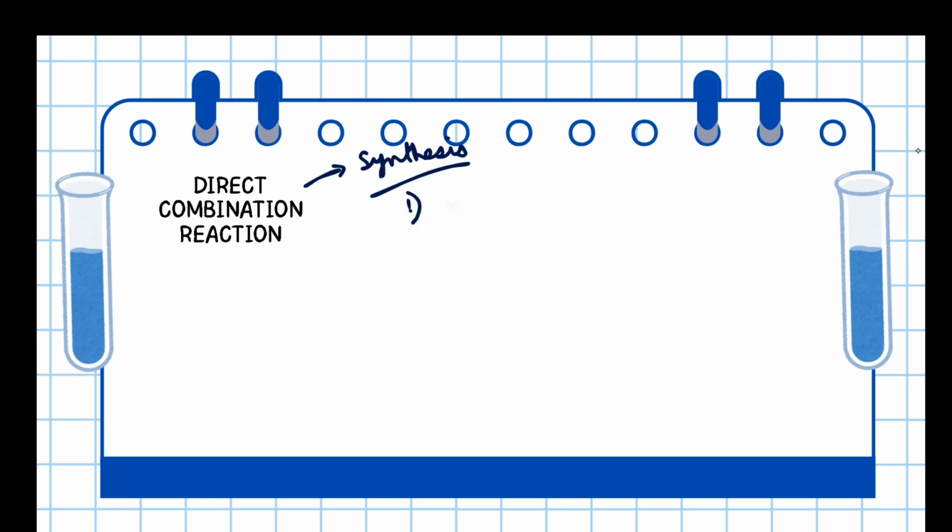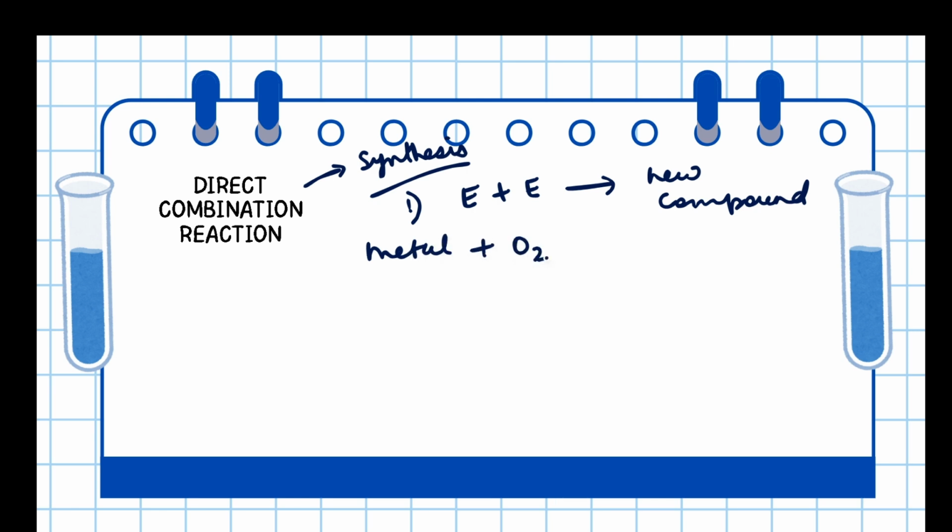In this we are going to see three types. Firstly, an element combining with an element to form a new compound. This will be our first type of reaction, and in this we will be seeing the example of a metal combining with oxygen, forming a metallic oxide.